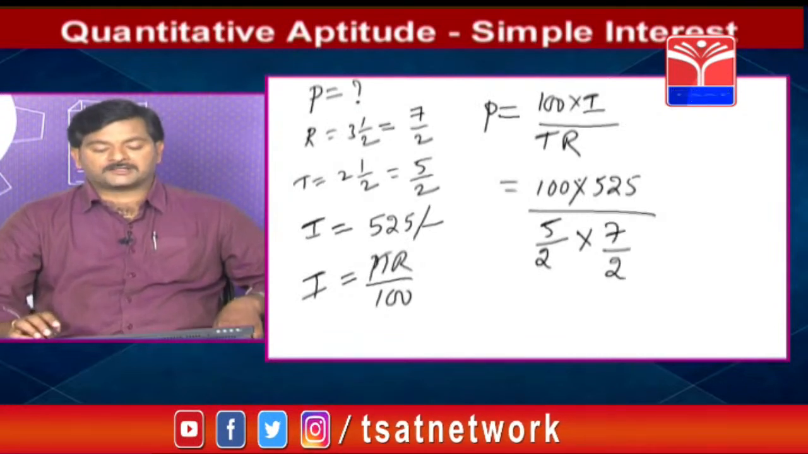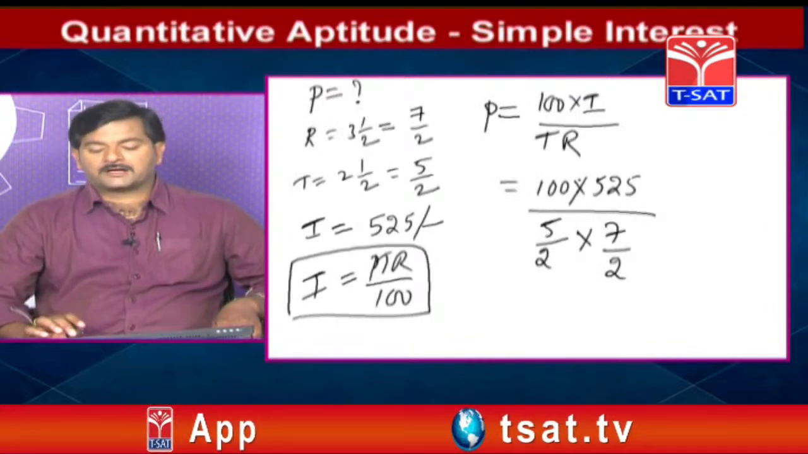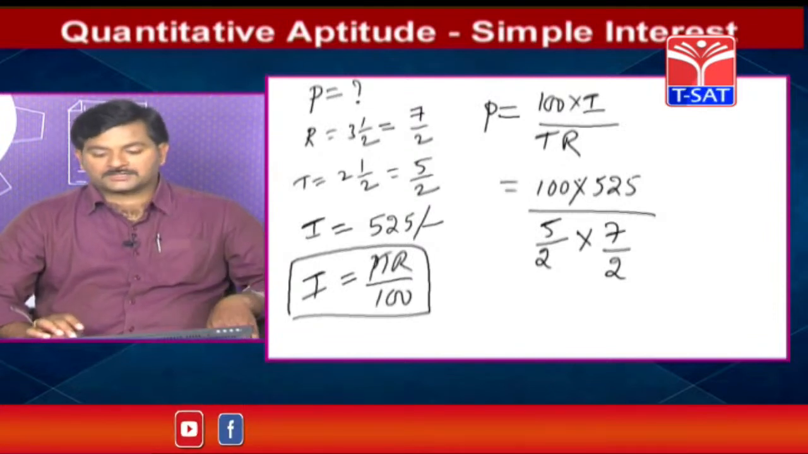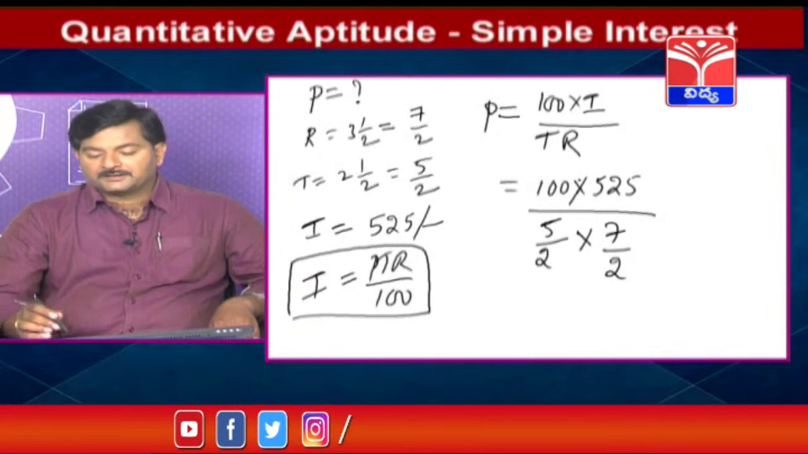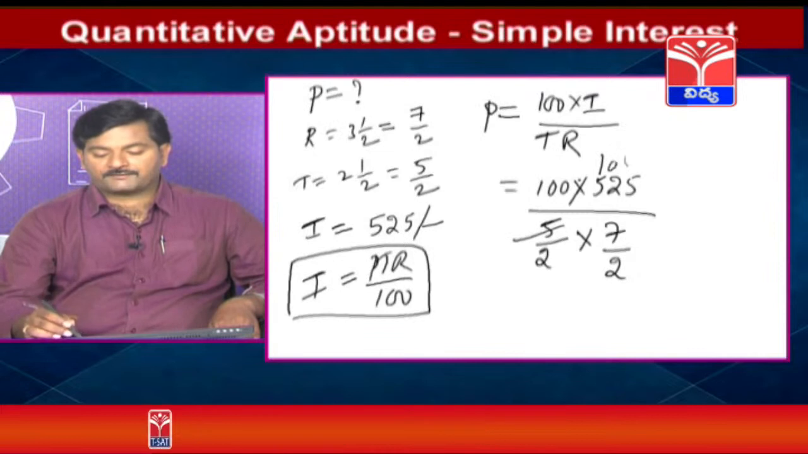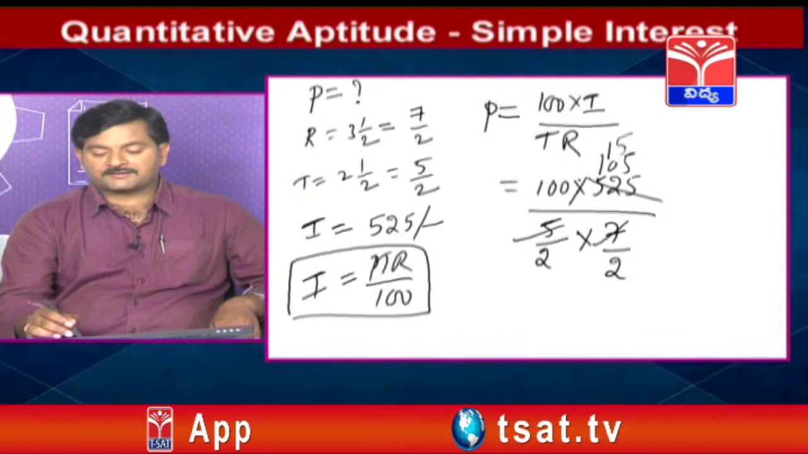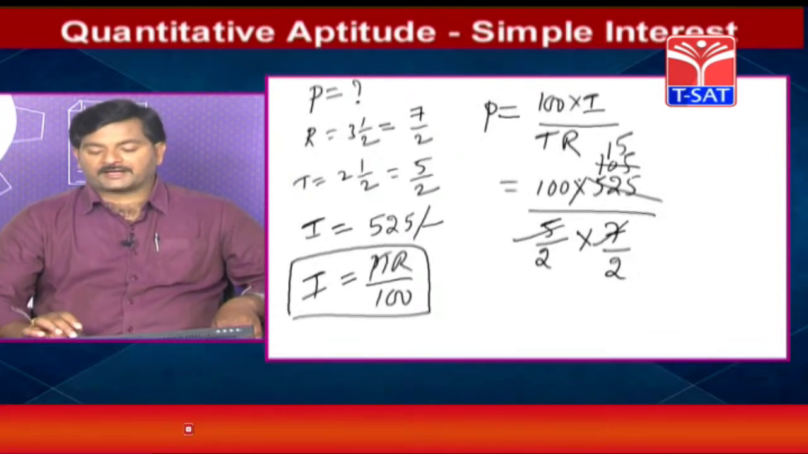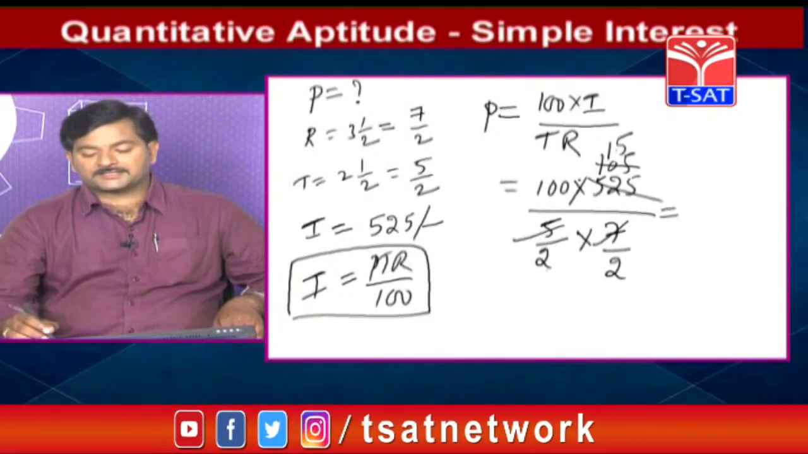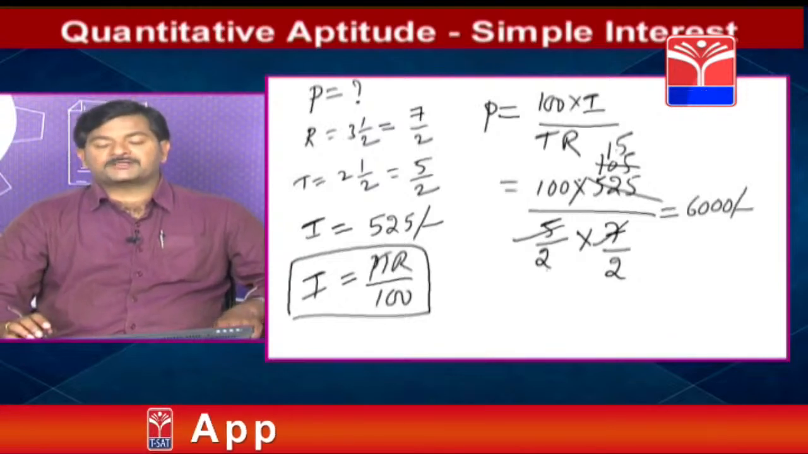So substituting all the corresponding values, from I is equal to PTR by 100, P is equal to 100 into I by TR we can write. So simplification, it's very easy. 7 we can cancel with 5 table. 5 1s are 5, 5 5s are 25. 7 table, 7 1s are 7, 7 5s are 35. So 2 into 2 is 4, 15 4s are 60, 60 into 100. Therefore what I am getting is rupees 6,000.